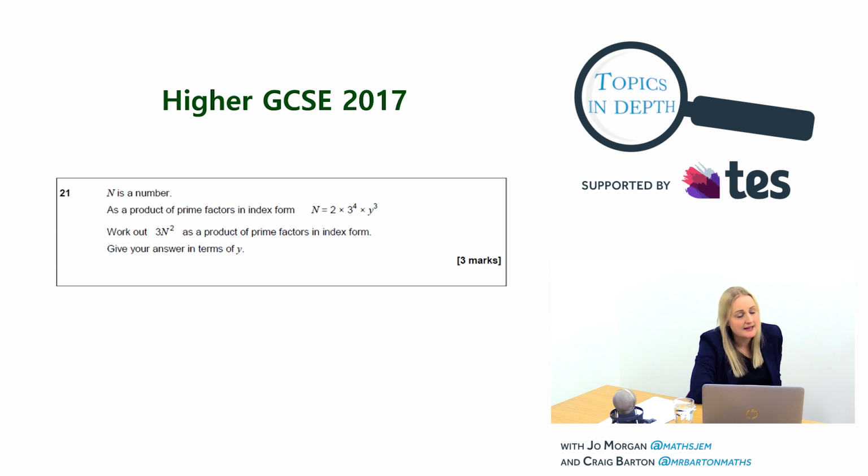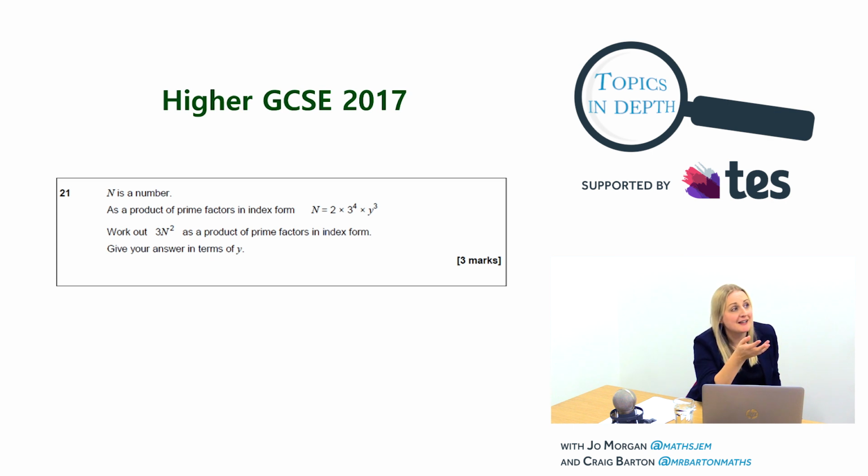This one, my top set Year 11 really struggled with. So have a look at it. n is a number, and then we've got n written as a product of primes, but it's a bit unusual, and then we just have to write out 3n squared. All we're doing is taking that expression, and we have to know our order of operations. So we have to know that we are squaring it and then multiplying it by 3.